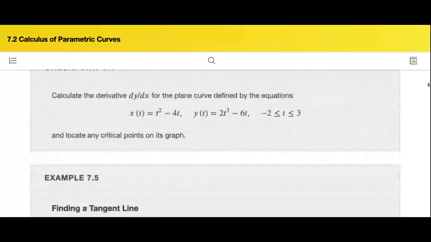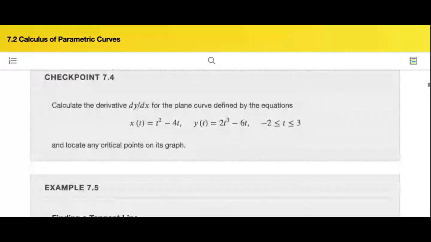Okay, let's all try this one, 7.4. We want to find the derivative, right? We want to find the dy dx. And try to graph this. We'll try to locate the critical points. Well, let's all try. Let me try with you. So everybody try this one, 7.4.